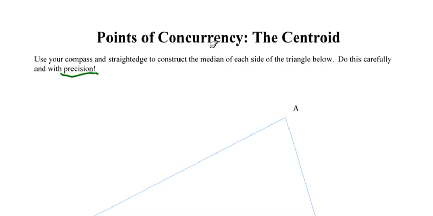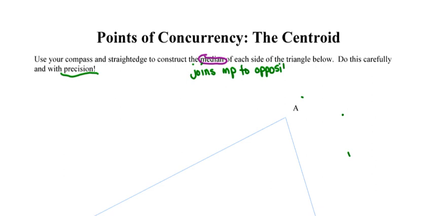Now, before we can construct a median, it's helpful to remember what a median is. Recall from our work in the previous part of the unit that the median is any segment that connects the midpoint of a side to the opposite vertex. So we might say each median joins midpoint to opposite vertex.